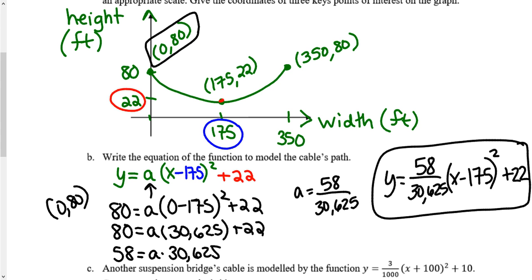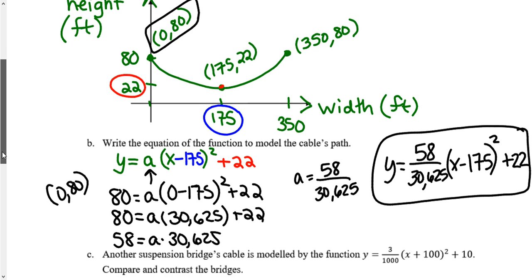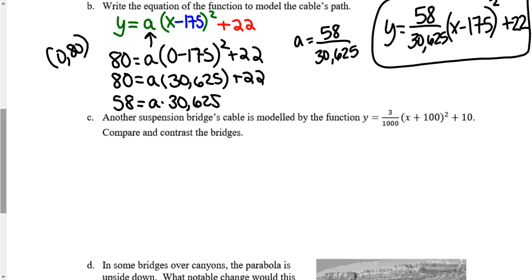All right. Question C says, another suspension bridge's cable is modeled by that function. So now I've got y equals 3 1,000ths, and then x plus 100 squared, and then a plus 10 on the end. So it says compare and contrast the bridges. So what would these two bridges have in common? If I compare, I'm saying what they have in common. So both bridges make a U-shape.